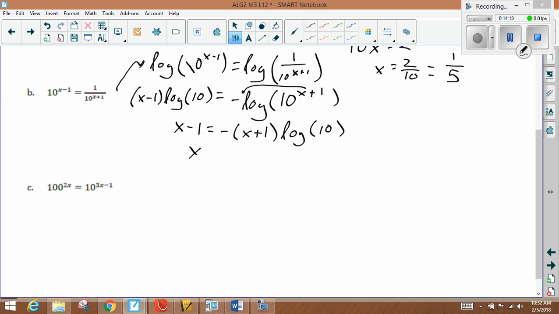So the negative sign is going to multiply everything that I brought out. All right, so this becomes x minus 1. I distribute that negative sign, I get negative x minus 1. And log base 10 of 10 is 1, so that's going to go away. I add x to both sides. And get 2x minus 1 equals negative 1. I add 1 to both sides. And I get 2x equals 0. So then when I divide both sides by 2, I get x equals 0.